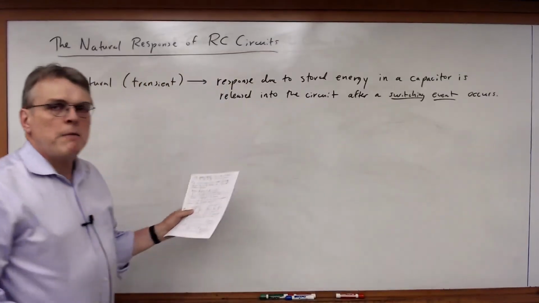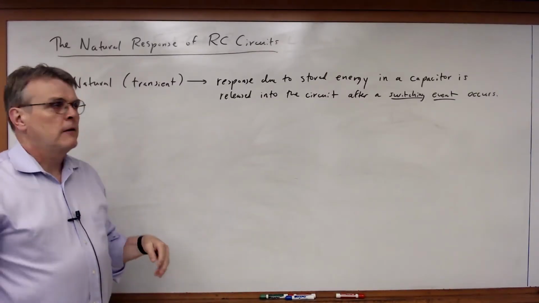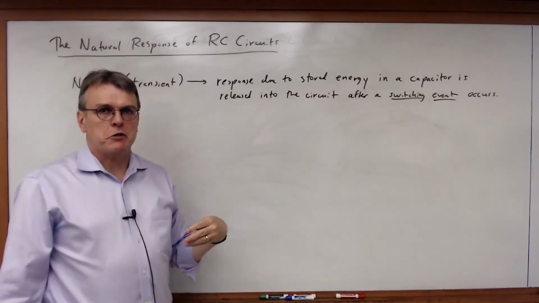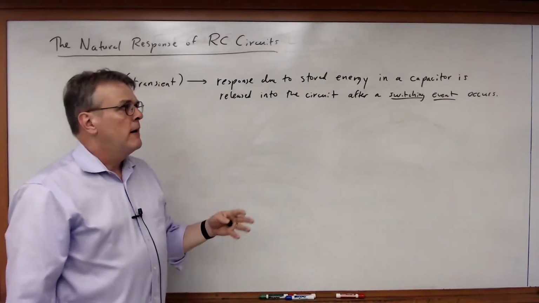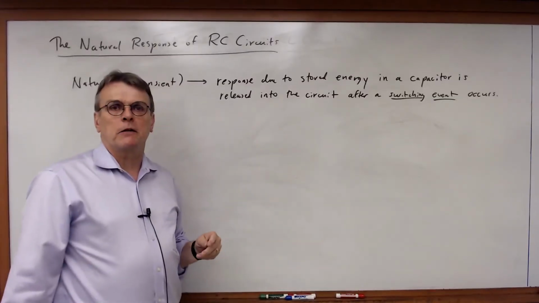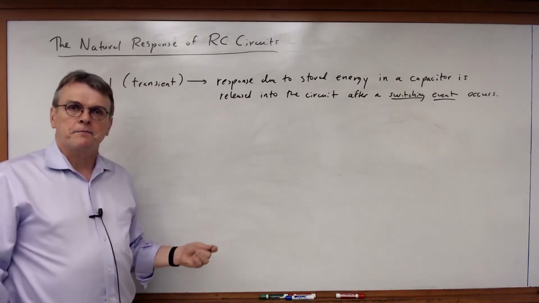So we're going to have something we're going to call a switching event. We're going to change the topology of a circuit. We're going to have a capacitor that's had some kind of initial condition established in it where it has energy stored in it. And then as a result of that, we're going to release that energy back into the circuit. So the question is, what kind of voltages and currents do we get out of that?